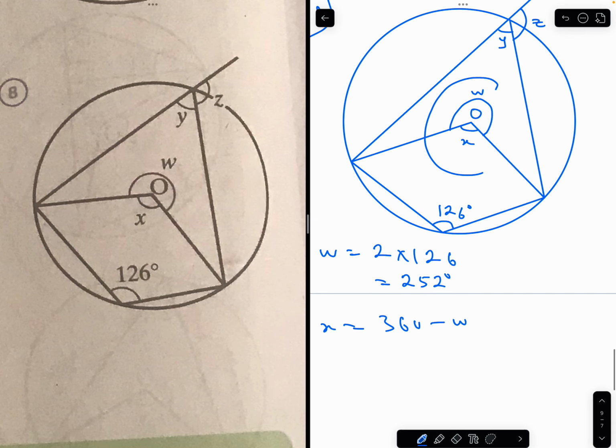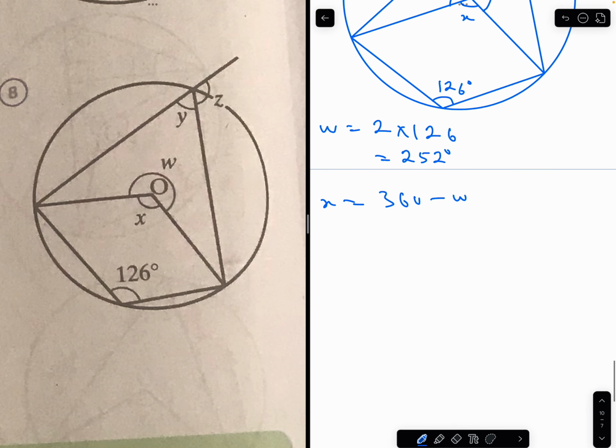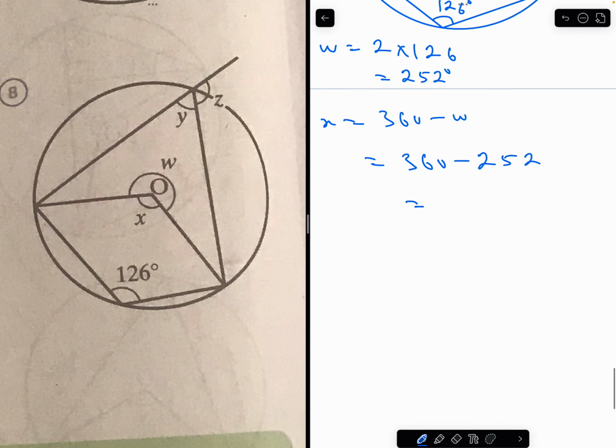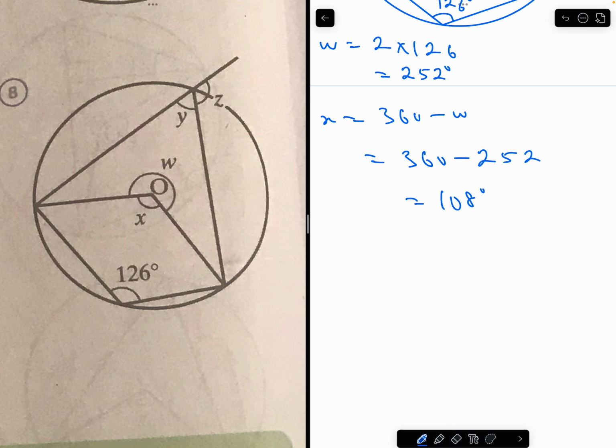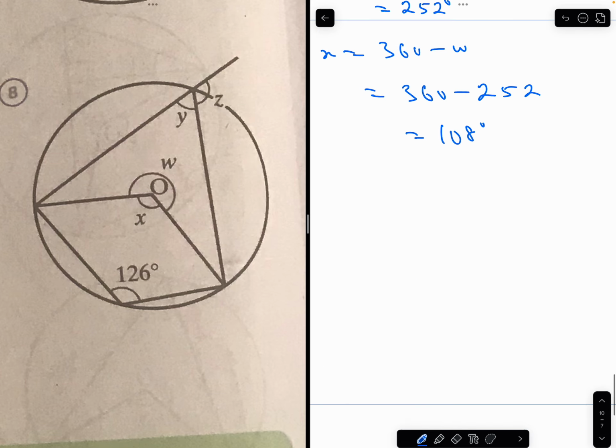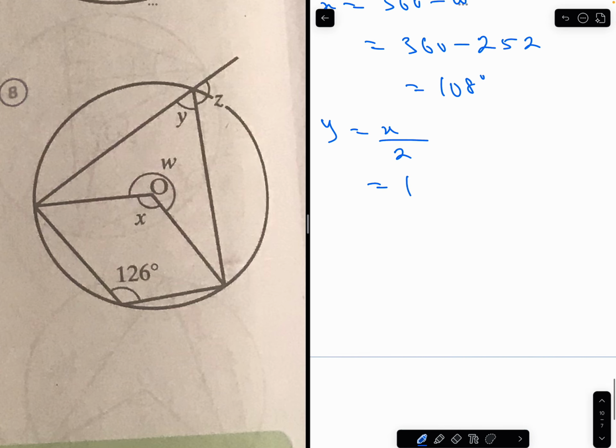360 minus W. And the reason for that is angles at a point. The sum of angles at a point is 360. So X equals 360 minus 252. And that's 360 minus 250 is 110, minus 2 is 108 degrees. What else? I know that X is 2 times Y. That means Y is half of X. So Y equals X over 2, and that angle at center is twice angle at circumference. So Y equals 54 degrees.